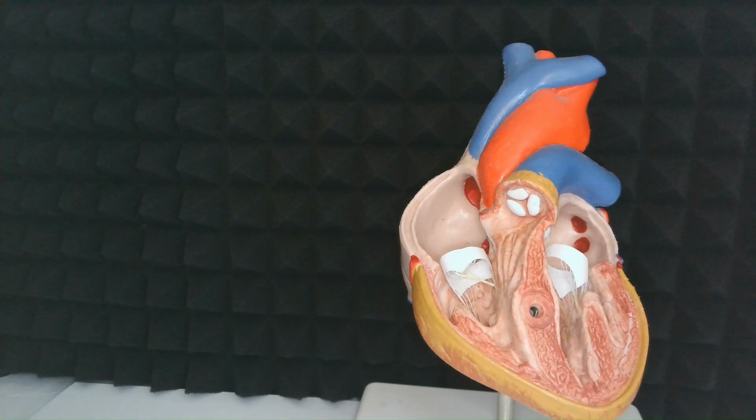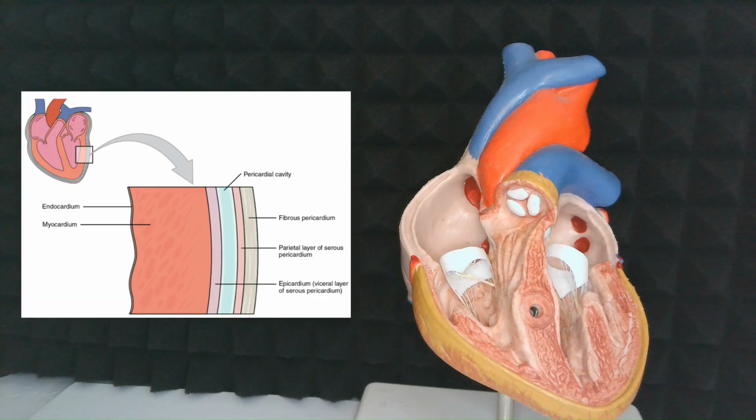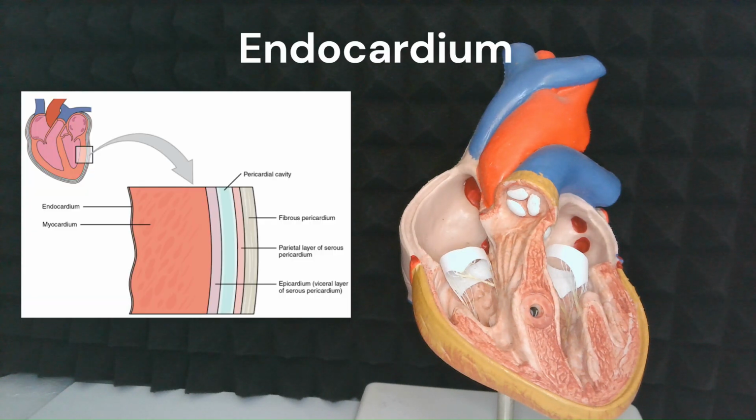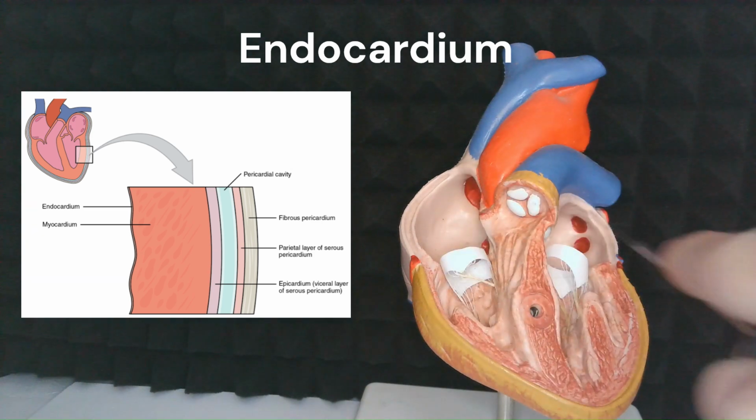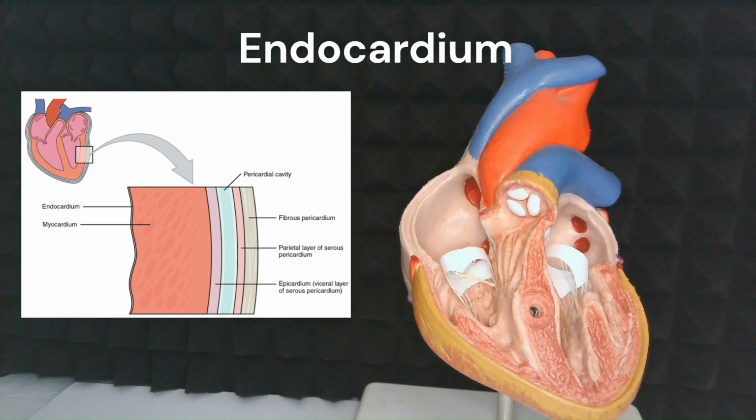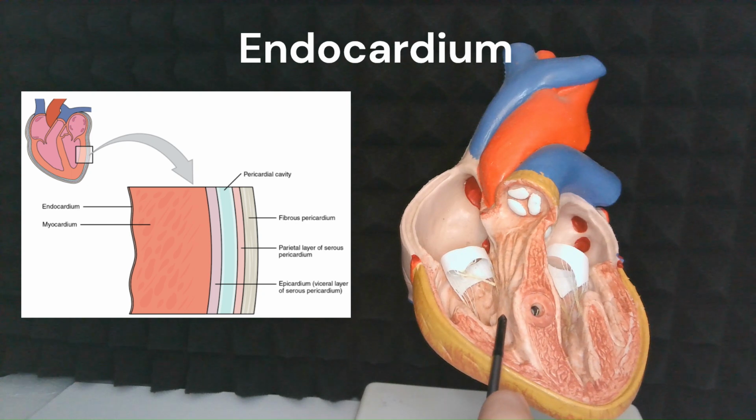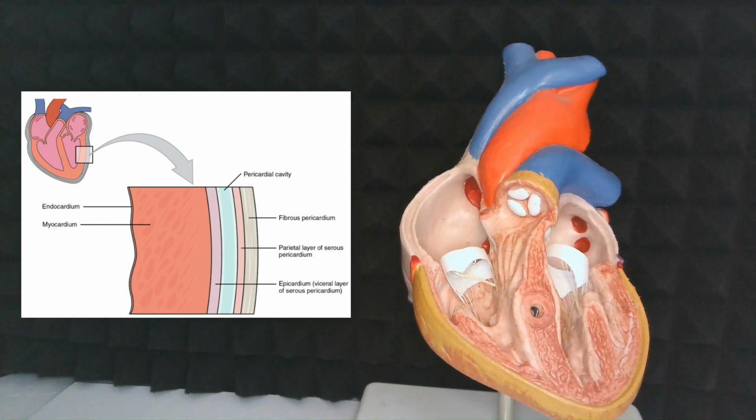With this model, we can make out 3 layers of the heart. The endocardium, endo meaning within, is the innermost layer of tissue, and it lines the internal chambers of the heart, as well as the structures within them. It's comprised of an endothelium and loose connective tissue. So if we were to point within the chamber, name that layer, that would be the endocardium.